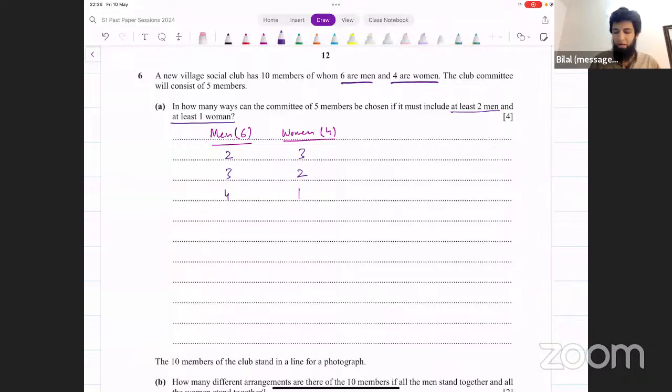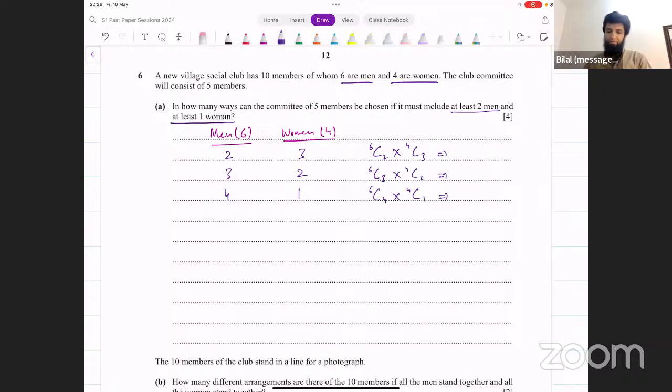In how many ways can this be selected now? That's fairly straightforward. Out of 6 men, in the first case, choose 2, 6C2. And out of 4 women, choose 3, that's 4C3. 6C2 into 4C3, you'll get something from this. And then 6C3 into 4C2. And then finally, 6C4 multiplied by 4C1. And that will give you the result.